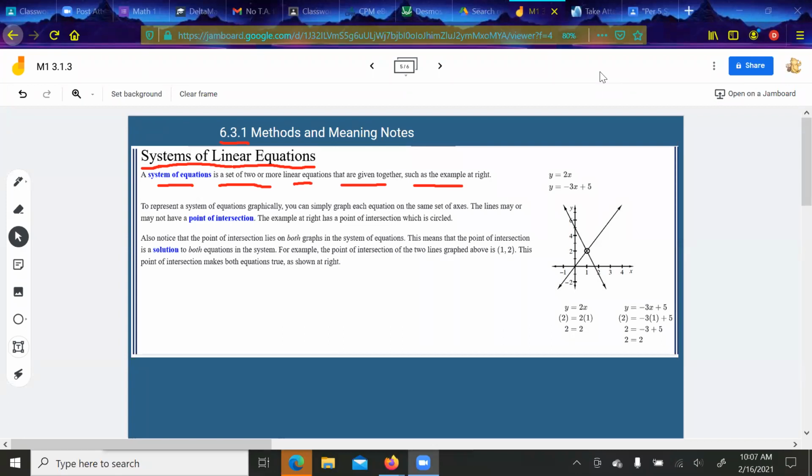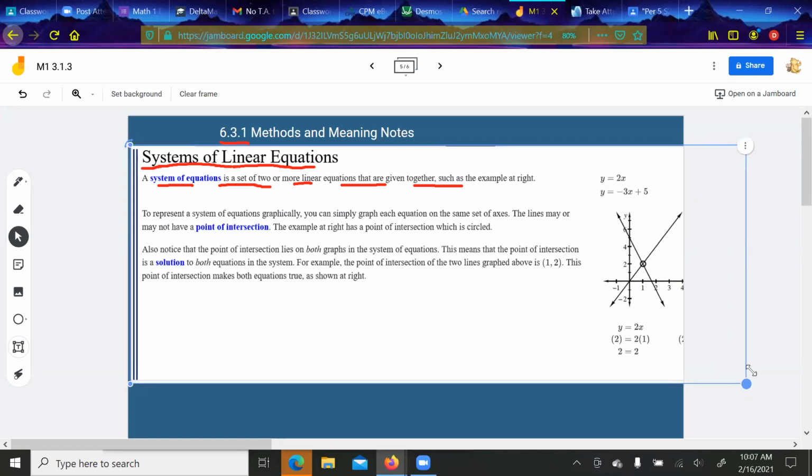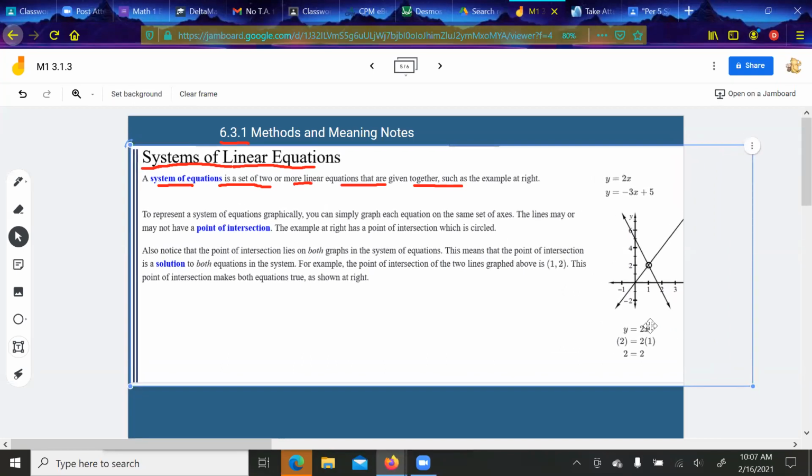I wish there was a way that you could make this full screen, but there's not. But let's see, I'll just enlarge the picture a little bit and I'll lose this picture, but that's okay. Okay, that's a little better. So a system of equations is a set of 2 or more linear equations that are given together, such as the example at the right. And we'll draw this at the right.